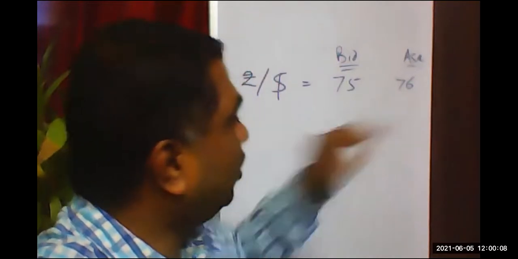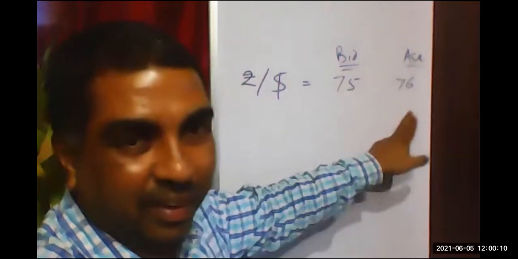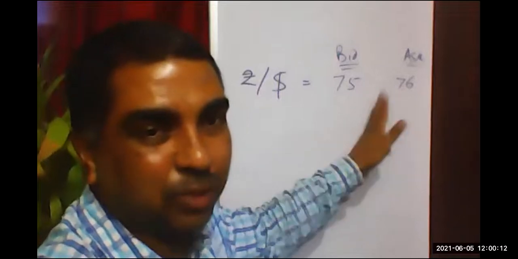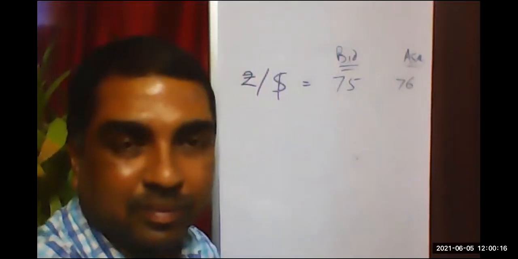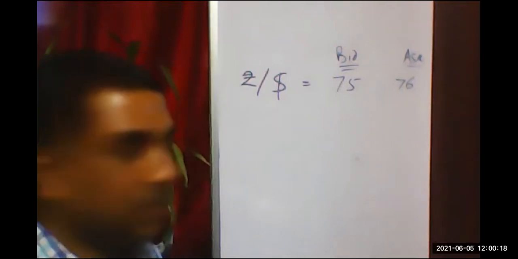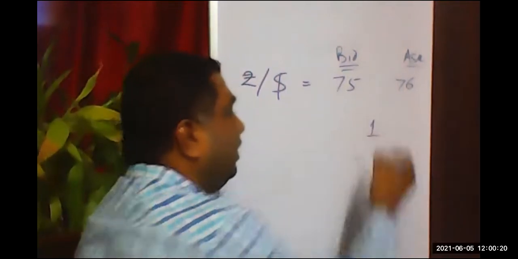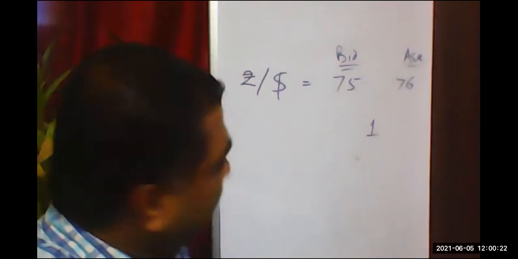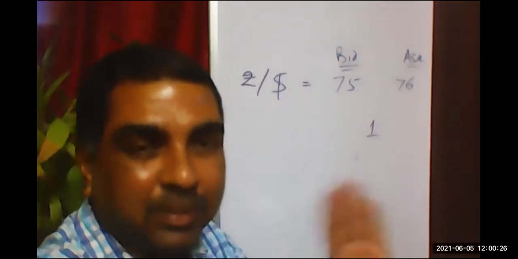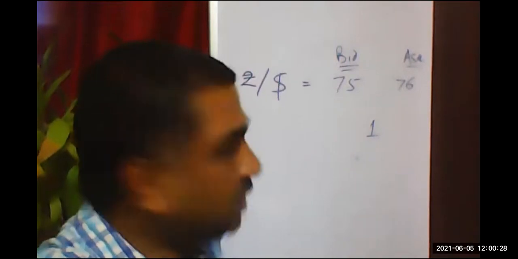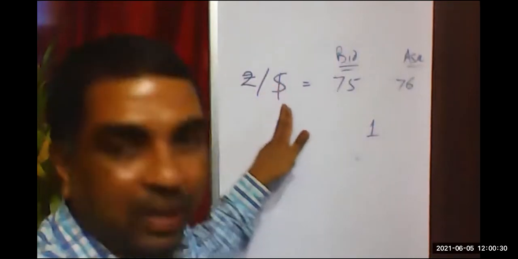So it is always A minus B. A is higher, B is lower. A minus B is called the spread. So what is the spread? Spread is 1. In some currencies, spread may be less; in some currencies, spread might be more. It depends upon the depth in the market. It depends on the stability of the currency we are talking about.